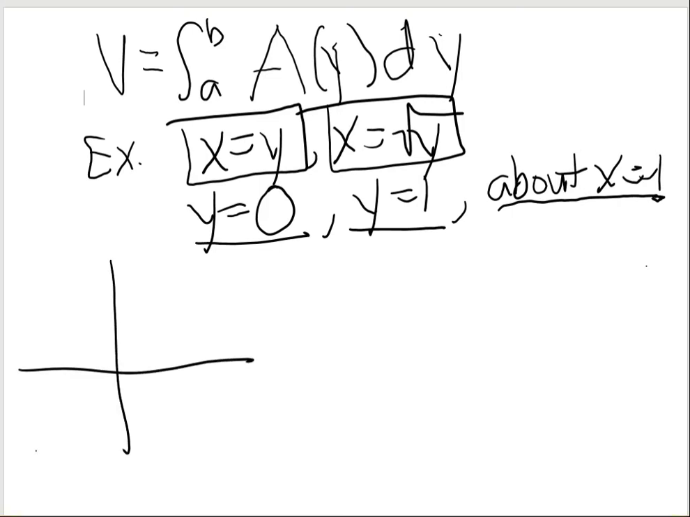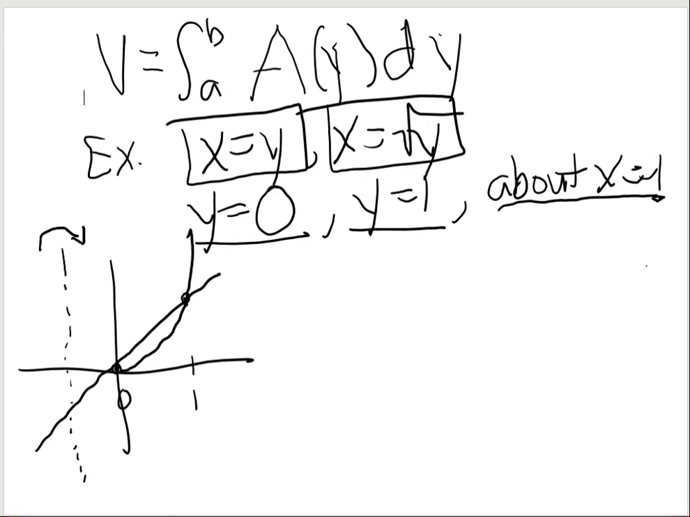X equals y is a straight line through the origin. Not drawn particularly great, and I apologize, and then square root of y is just this half parabola, and they will actually intersect at 1. And then we have our line x equals -1 is somewhere over here, and this is what we're rotating it around.